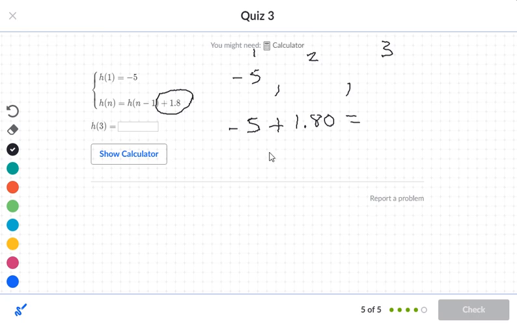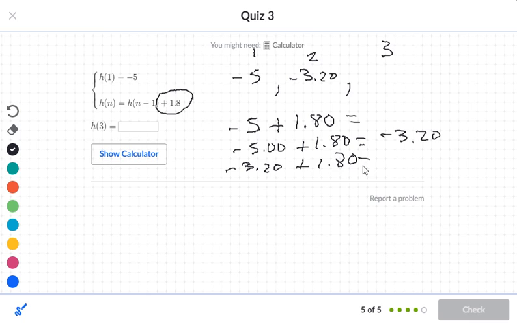A better way to think of this is like money. So we could say negative 5, so it's negative $5 plus $1.80. So you owe somebody $5, but you give them $1.80. When you do so, you still owe them $3.20. So this is now a negative 3.20. So we'll take the negative 3.20 and we'll add $1.80 to this.